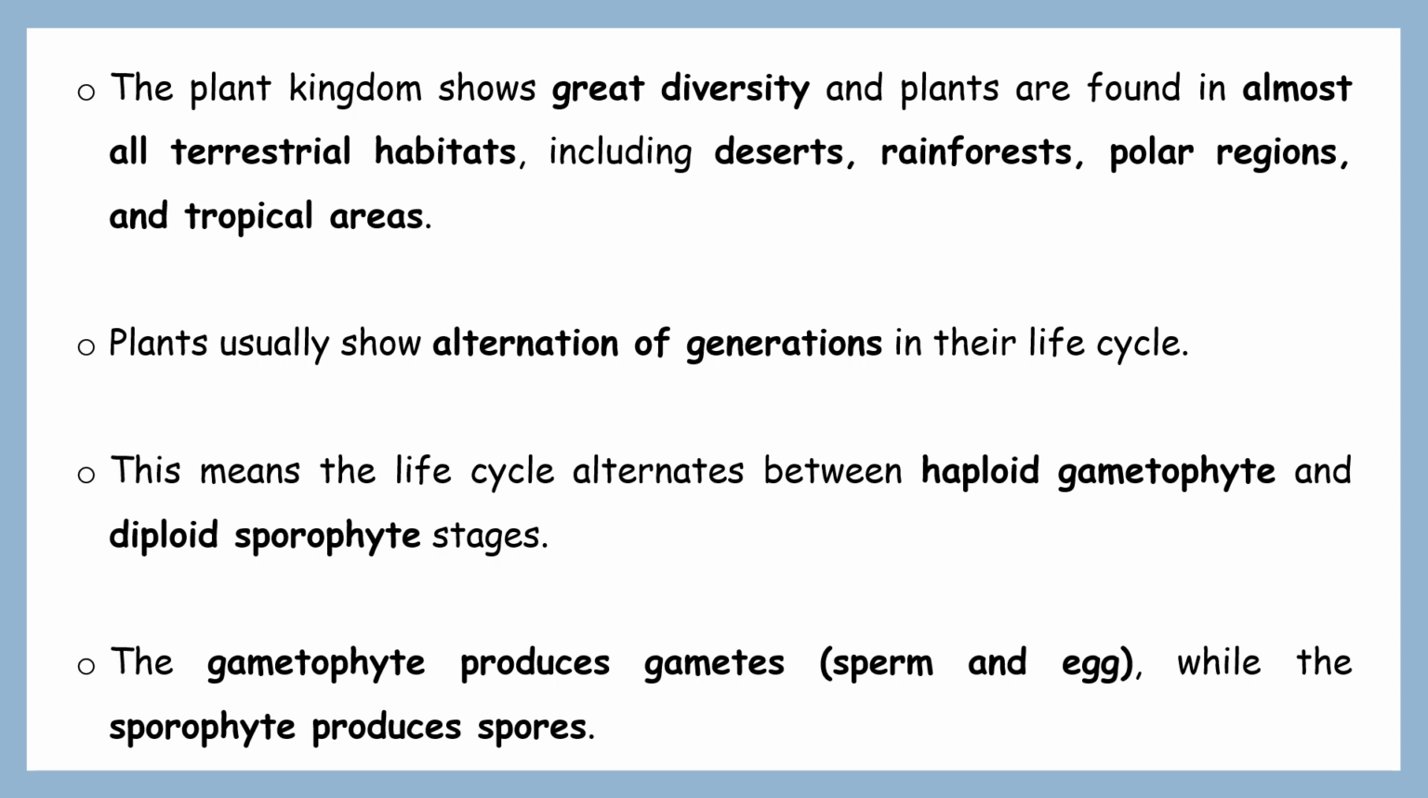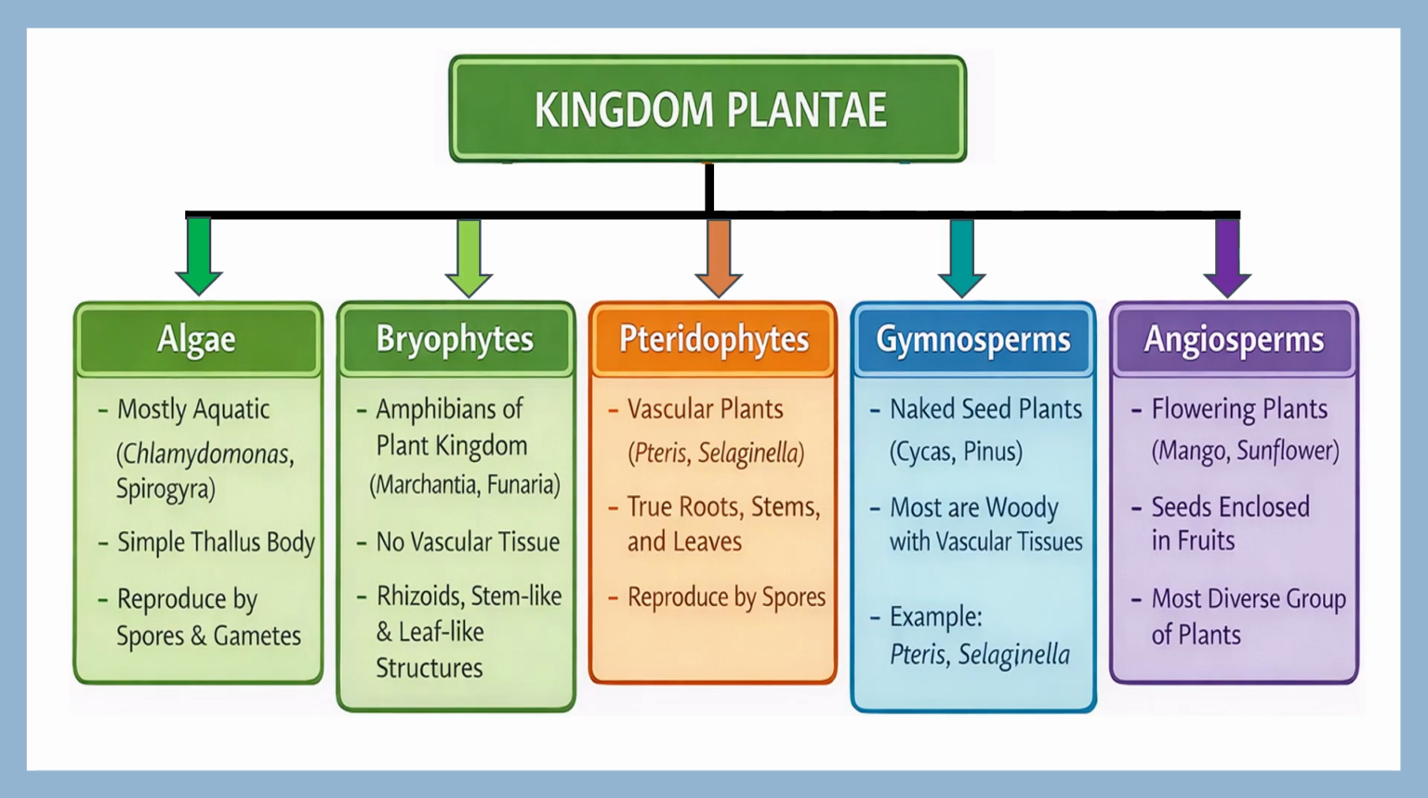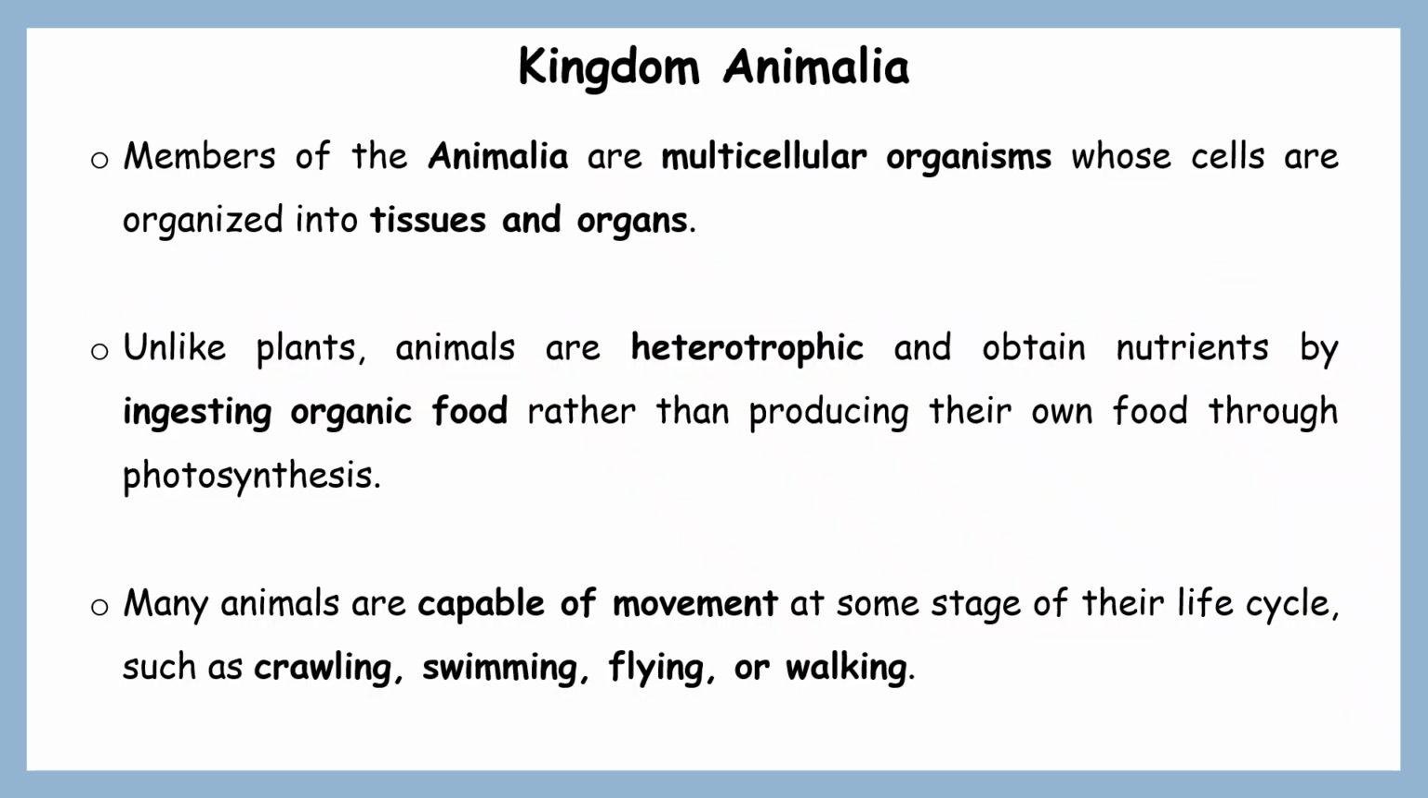This means the life cycle alternates between haploid gametophyte and diploid sporophyte stages. The gametophyte produces gametes while the sporophyte produces spores. The kingdom Plantae is further divided into algae, bryophytes, pteridophytes, gymnosperms, and angiosperms.